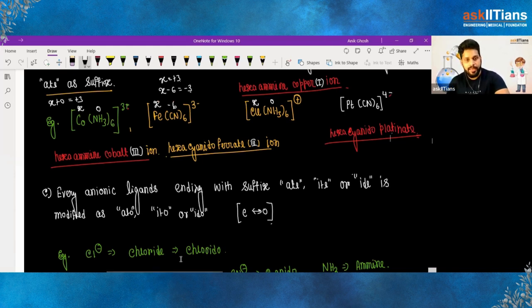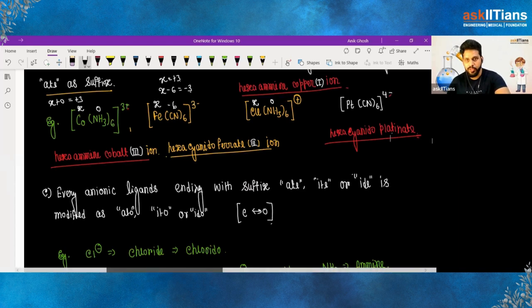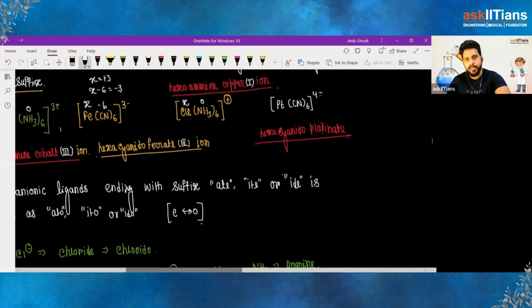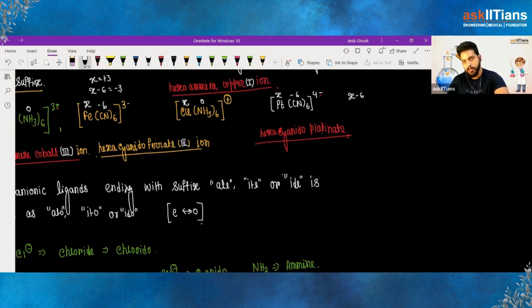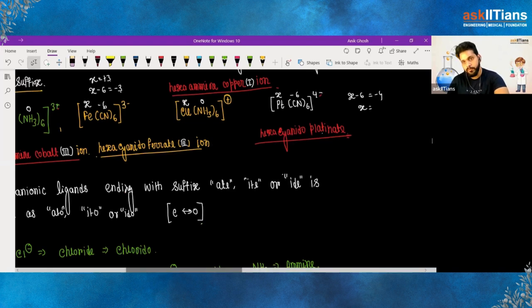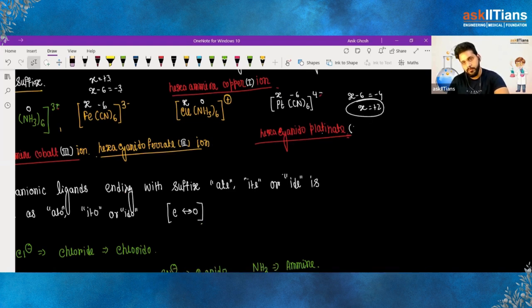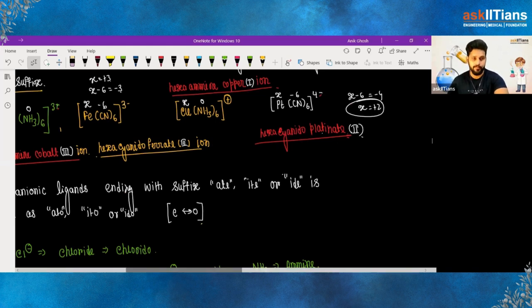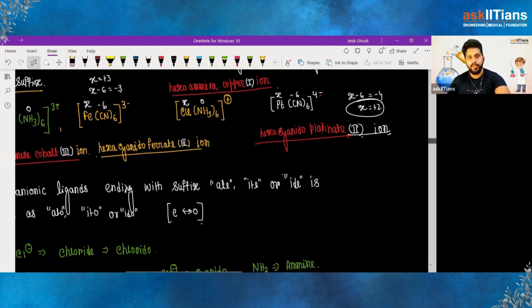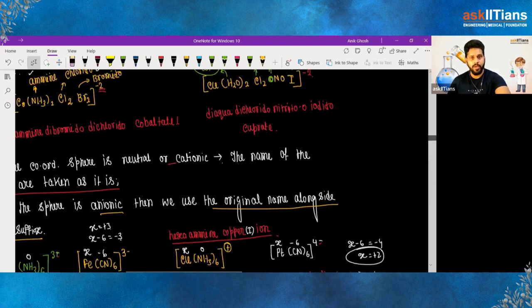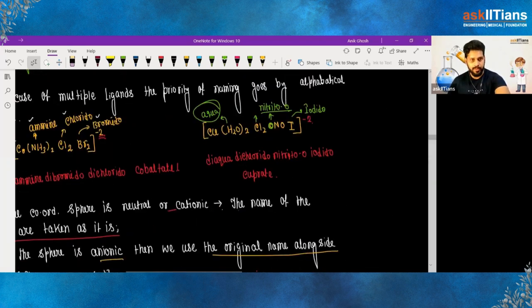Hexacyanidoplatinate. So here, guys, Pt. What is the valence of Pt? x minus 6 equals minus 4. That means... okay, I forgot to write iron. See, there was a mistake there, right? So similarly, guys, keep on going with the names here. Wherever you have a name, you write down the primary valence beside it.